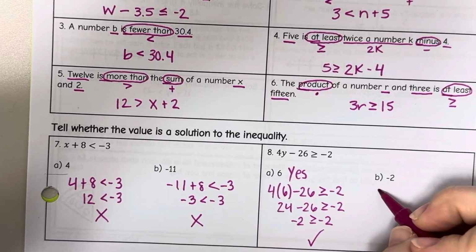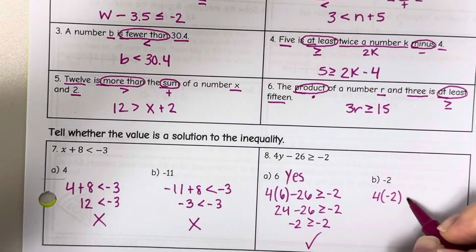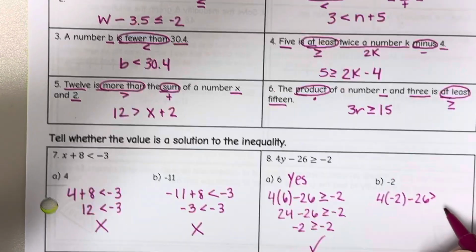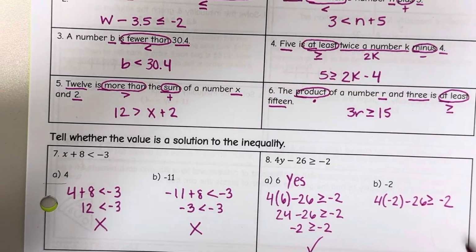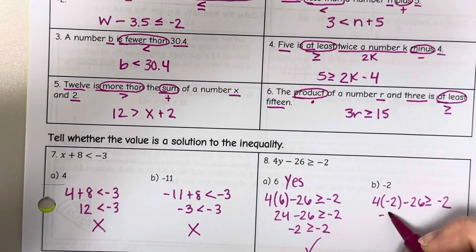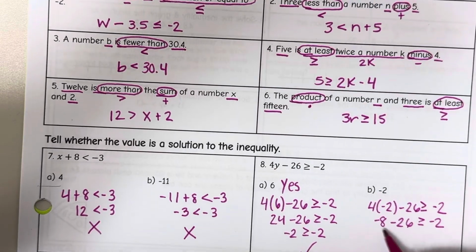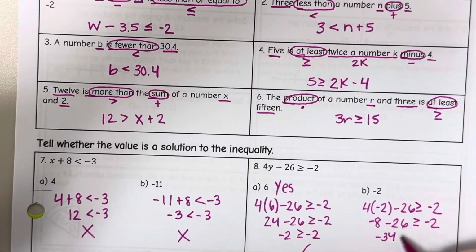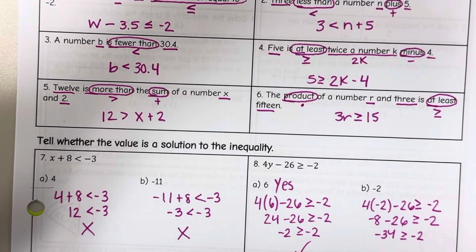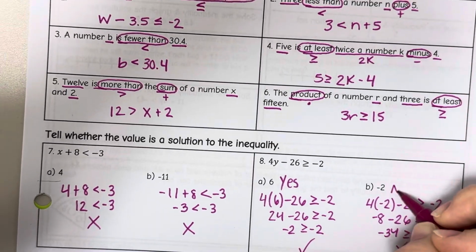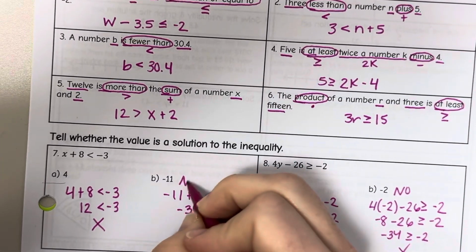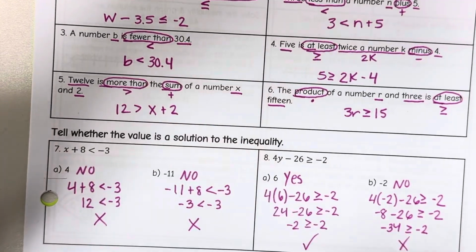Let's plug in negative 2. So 4 times negative 2 minus 26, is that less than or equal to negative 2? So 4 times negative 2 is negative 8 minus 26. This here is going to give me negative 34. Is that greater than or equal to negative 2? This is not. So the ones that are not a solution, we're going to put no. The ones that are a solution, we are going to put yes.